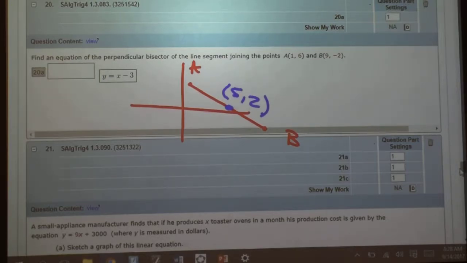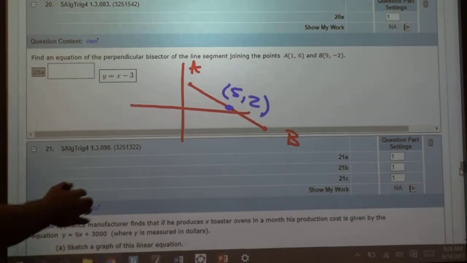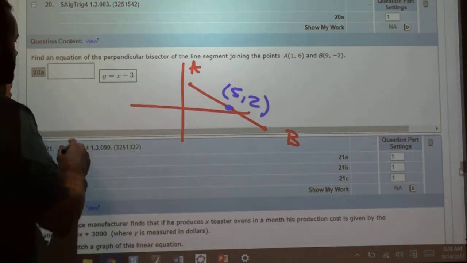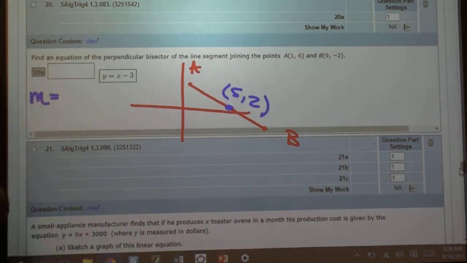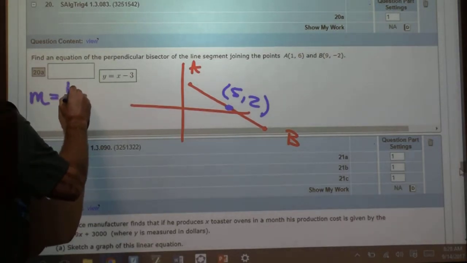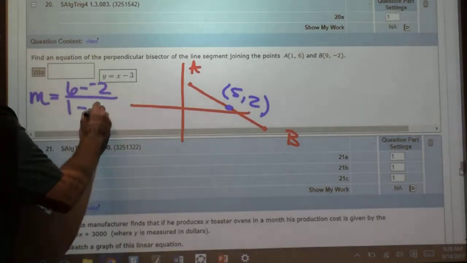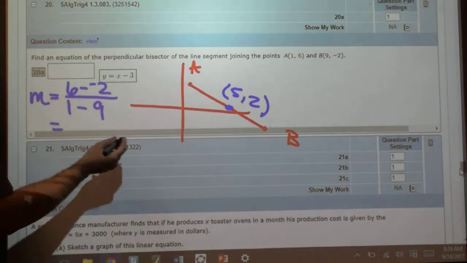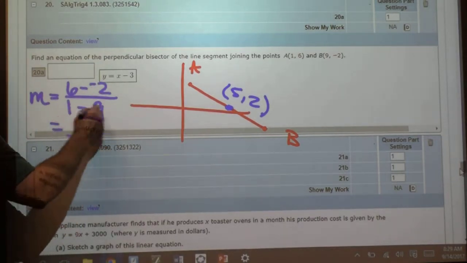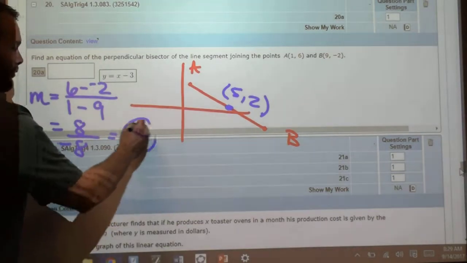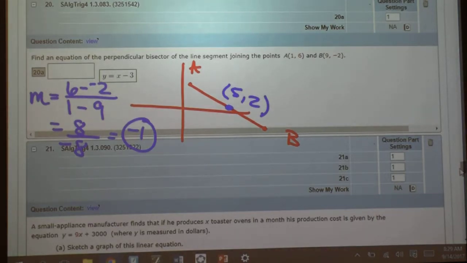Okay? So now obviously I need the slope of this red line, right? Find the slope of that red line. Okay? So that's going to be y2 minus y1. So let's go 6 minus negative 2. Then we'll go 1 minus 9. So 6 minus negative 2, that's going to give me, what, 8? 1 minus 9 is going to give me negative 8. And that then gives me negative 1 for my slope, correct? Okay. That's the slope of the red line.